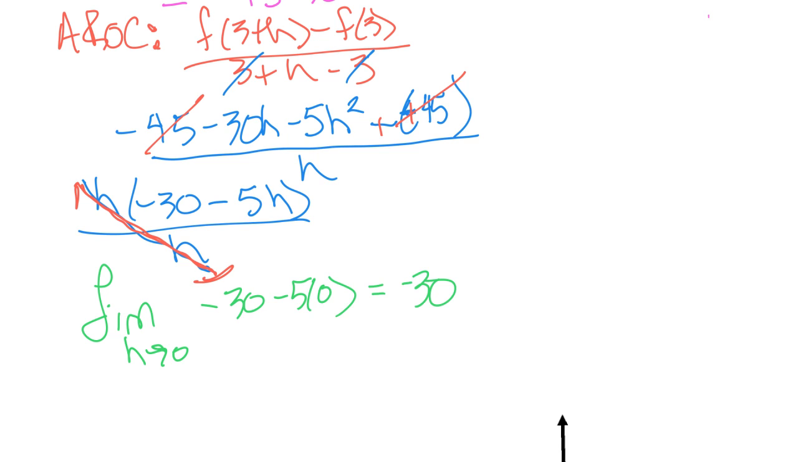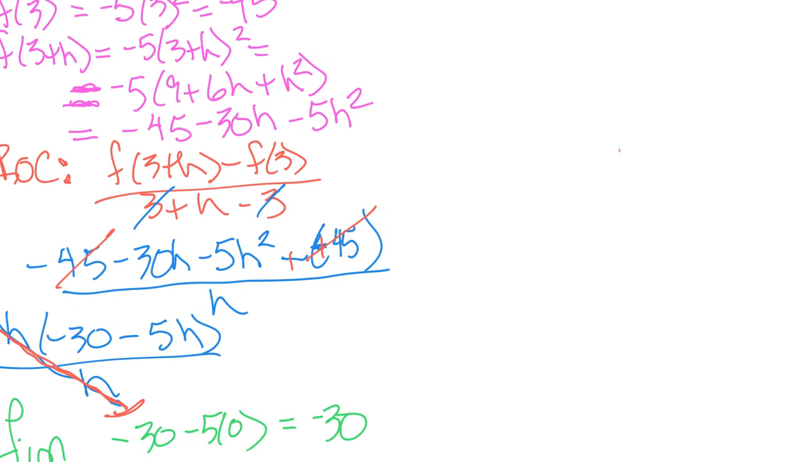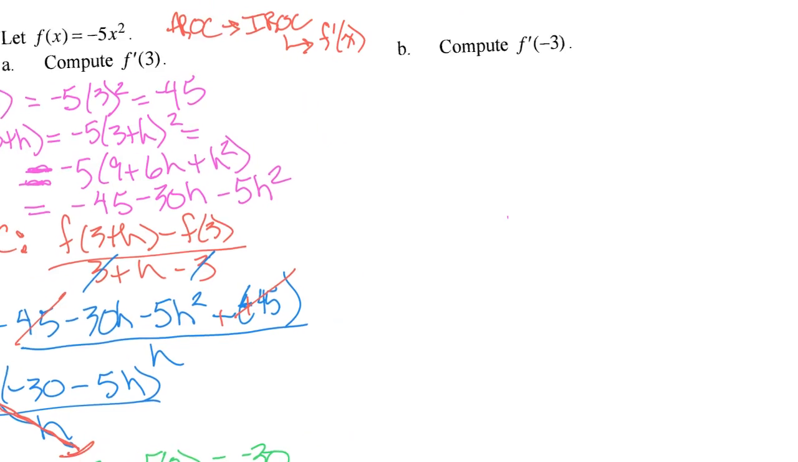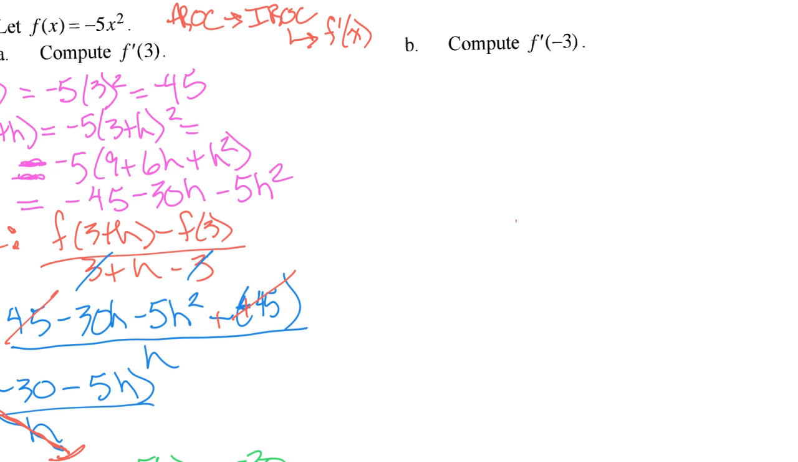Okay, so in other words, the derivative at, so we would write it like this, f prime of 3 is negative 30. Okay, and then part B asks us to evaluate it at negative 3. All right, so very similar, but instead of 3, now we're going to do negative 3. So let's get our legwork done. F of negative 3.